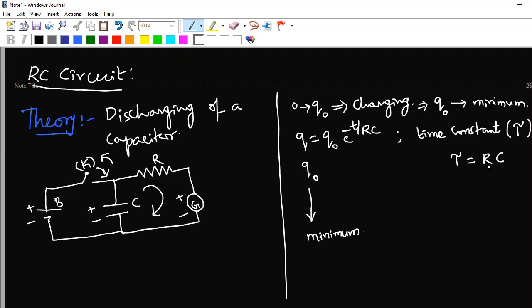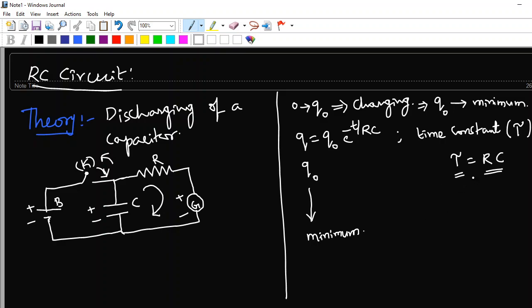You can ask, sir, why are we taking the product of these two, why not the sum or subtraction or division? Because we need to maintain the dimensional equality on both sides. That means the dimensionality of this particular time constant and the product RC are the same. The dimensions are the same, so we are taking the product. For the dimensional purpose only we are taking the product.